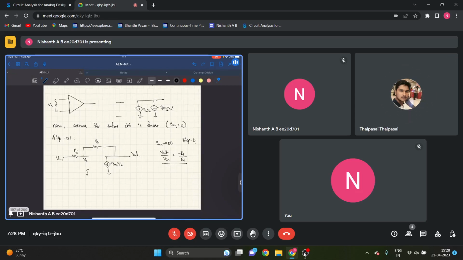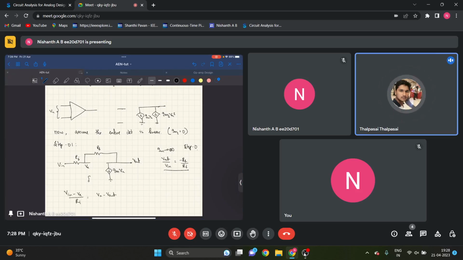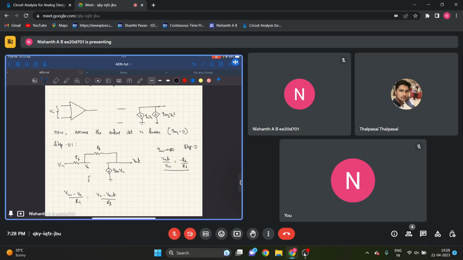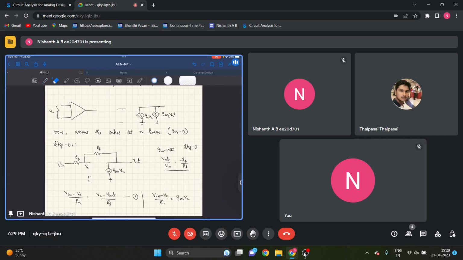Okay. Now let us write KCL KVL equations. Can you help me? V in minus Vx by R1 equals Vx minus V out by RF. This is equation 1, right? Yes, sir. What is equation 2? V in minus Vx by R1 is equal to Gm Vx. Okay. Shall I actually teach you another very interesting way?